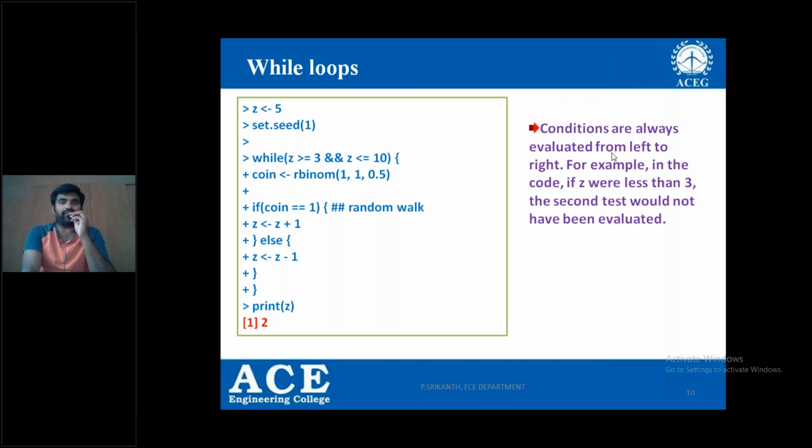Conditions are always evaluated from left to right. See here. For example, in the code, what is the Z value here? Z is greater than or equal to 3 and Z is less than or equal to 10. In between 3 and 10, it enters the loop. If the Z were less than 3, the second test would not have been evaluated, and it won't check if else. Ultimately, it just comes out of the while loop. That is my intention here. Always from left to right, it checks. Anyway, you're aware of this. You might have written a number of programs in the C language. Just how to use this in the R language, I am explaining here.